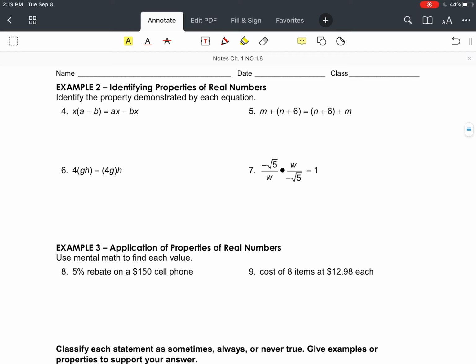So example 2, identify the properties of the real numbers. Which of these properties are we seeing? Number 4, hopefully you see right away that that's the distributive property. I'm taking these parentheses and I'm distributing the x to the A and to the B. So this is the distributive property.